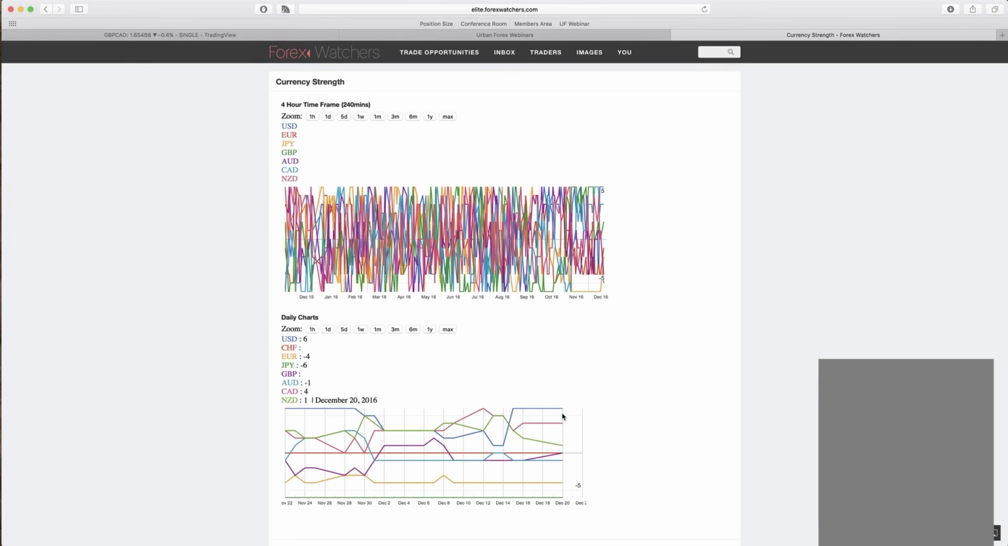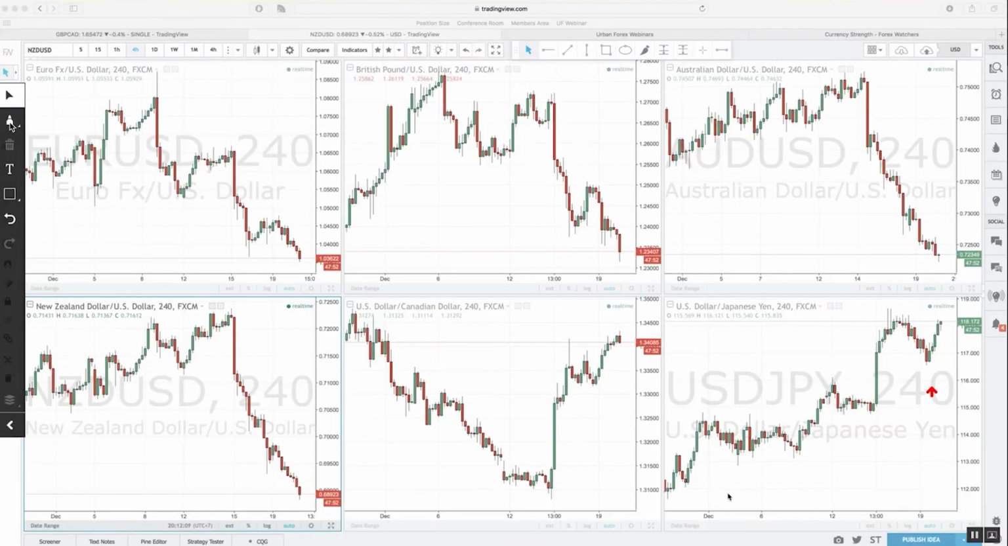Let's go straight into it. Let's open up the dollar group first. So Euro USD, downside. Pound USD, down, short. Aussie USD, short. New Zealand USD, direction, down.